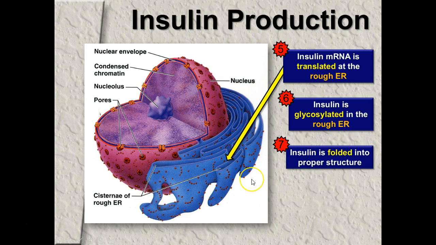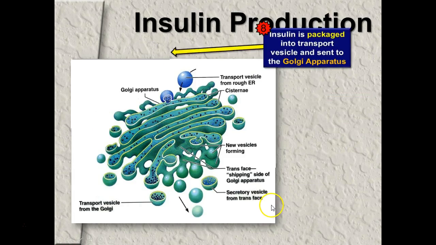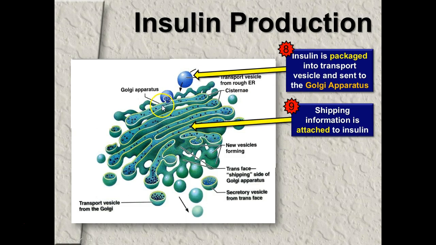So then the seventh step, still in the rough ER, is that insulin gets folded into its proper structure. And I was showing you that on the previous slide, where there were some disulfide bonds. And then at that point, the insulin gets packaged into a little membrane ball that we call a transport vesicle, and it's shipped off to the Golgi apparatus. So I repeated the step number 8. Here's that vesicle containing the insulin. It's going to get to the Golgi apparatus, and it fuses with it.